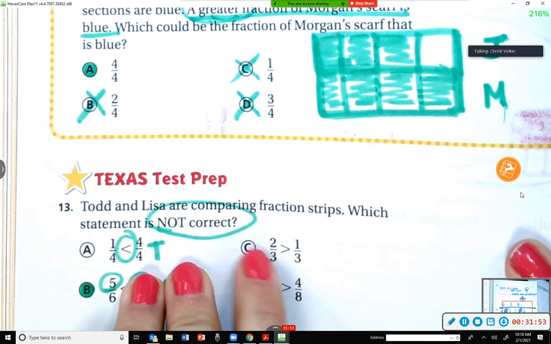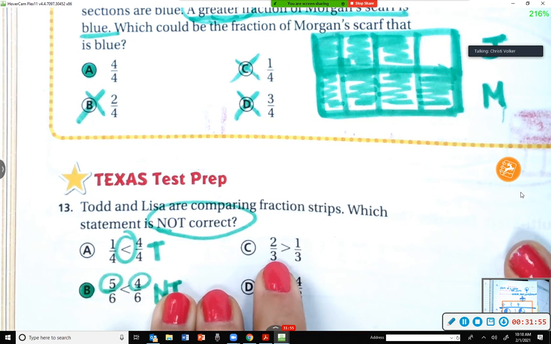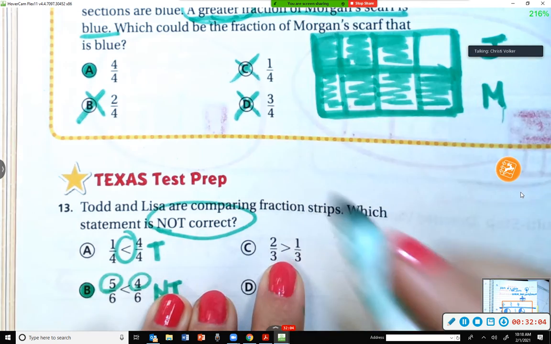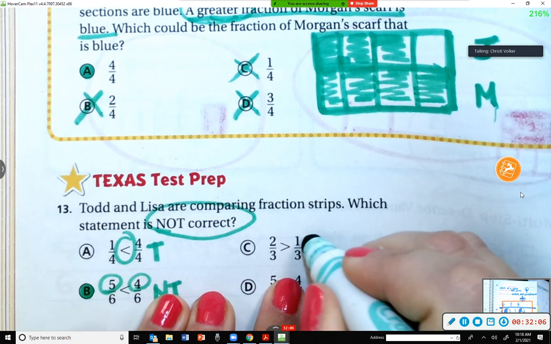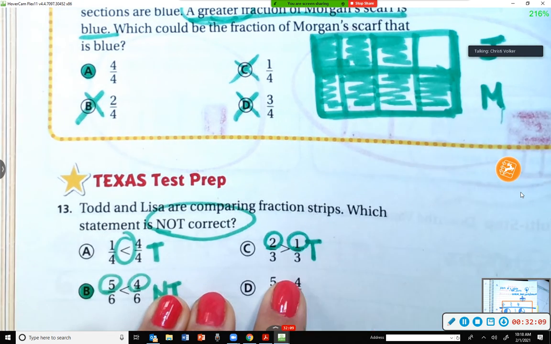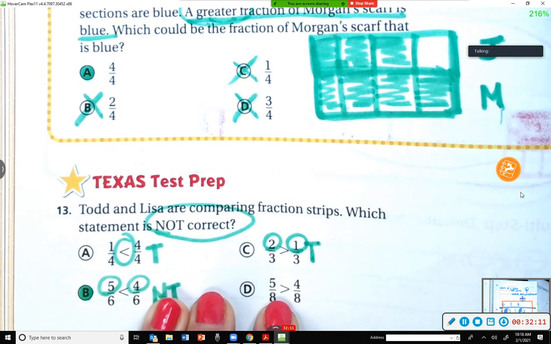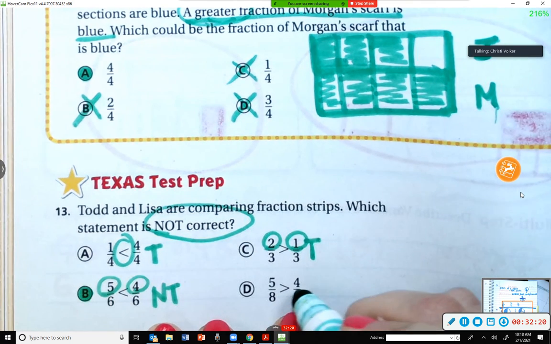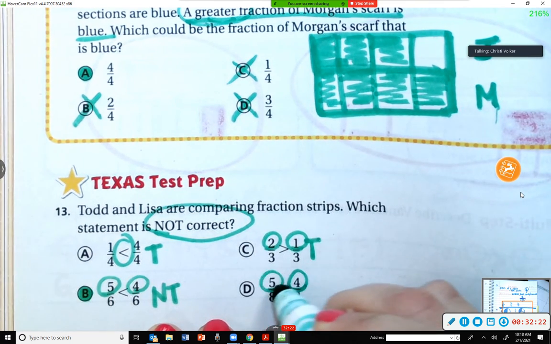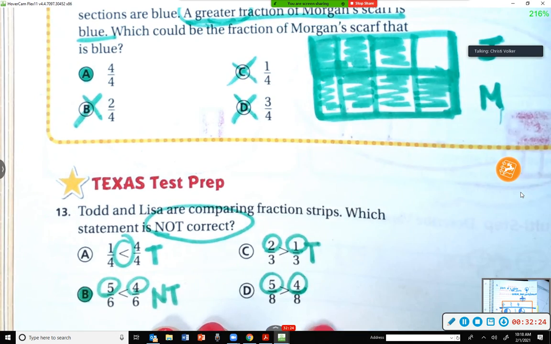Let's go ahead and look at the other ones. 2/3, how would I read this? 2/3 is, good, greater than, and that is true because 2 is greater than 1. Okay. D, 5/8 is, everybody call it out. Greater than. Is that true? Yes, because 5 is greater than 4.